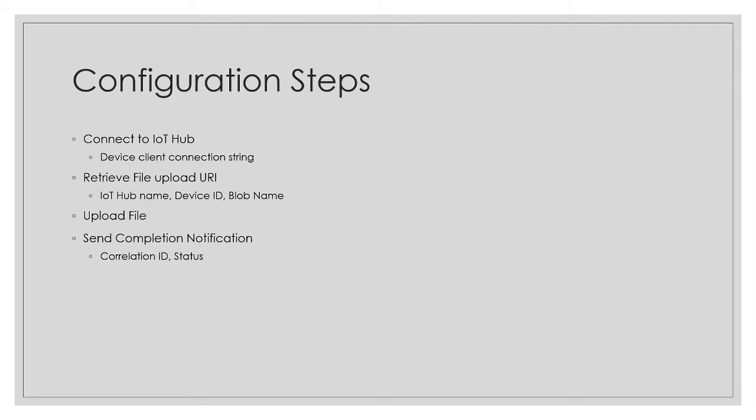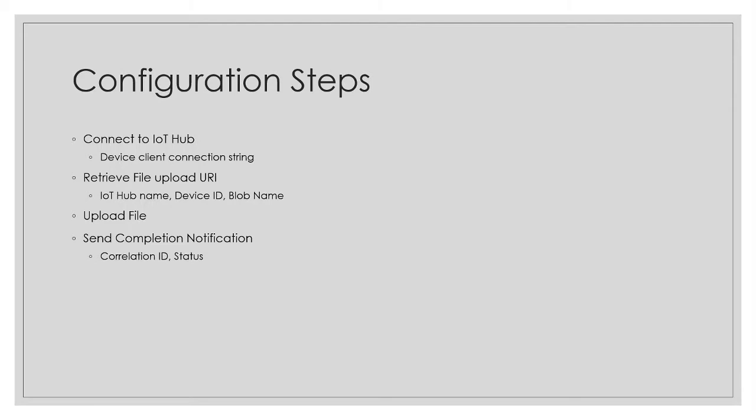The URI basically consists of the IoT Hub name, the device ID, the blob name, and the container name to which it will be uploading the file. To get that particular URI, it needs to call a method called GetFileUploadSasUriAsync. Since we are using a SAS token, the URI will come with a SAS token. Once we get that particular SAS URI, using that URI, we will be able to upload the file.